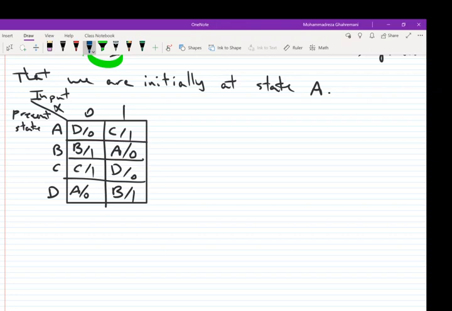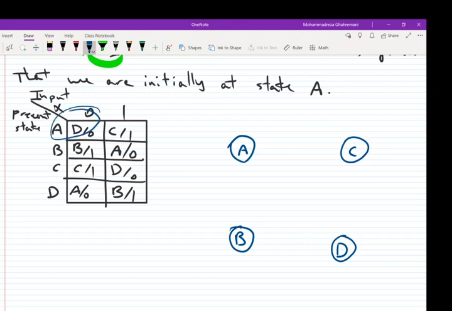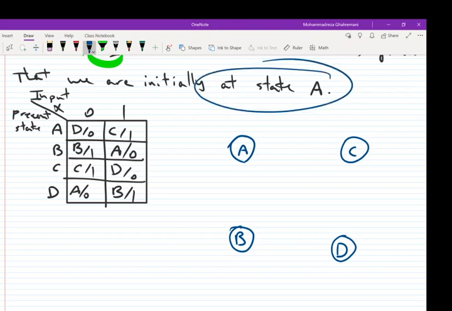So let's convert this state table to a state diagram. How many states do we have? Of course, 4. A, B, C, D. Let's show them with circles. So state A is here, state B is here, state C is here, and state D is here. Now let's start from the first row, which is state A, and first column, which is input 0. And by the way, it says that we are initially in state A. Okay, so we start from state A.